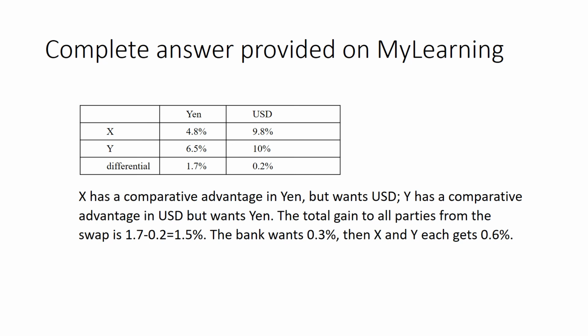So the complete answer that was given to you on My Learning is the table with this added row where you have the differentials, the explanation that given these differentials, company Y has a comparative advantage in the US dollar loan market, and company X then has a comparative advantage in the other market. The total gain is found by subtracting the two differentials, 1.7 minus 0.2. Then you subtract the bank fee and you divide the remainder between each company. That's it.